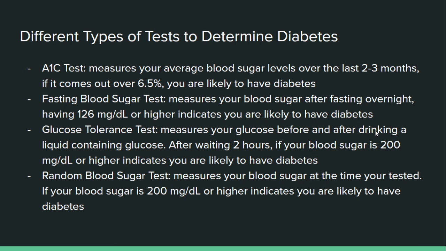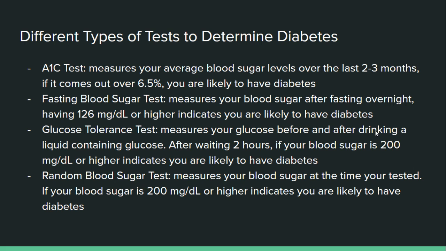There are some different types of tests that could be taken to determine if you have either type of diabetes. The first is the A1C test. This measures your average blood sugar levels over the last 2 to 3 months. If it comes out over 6.5%, you are likely to have diabetes. The fasting blood sugar test measures your blood sugar after fasting overnight. Having 126 milligrams per deciliter or higher indicates you are most likely to have diabetes.